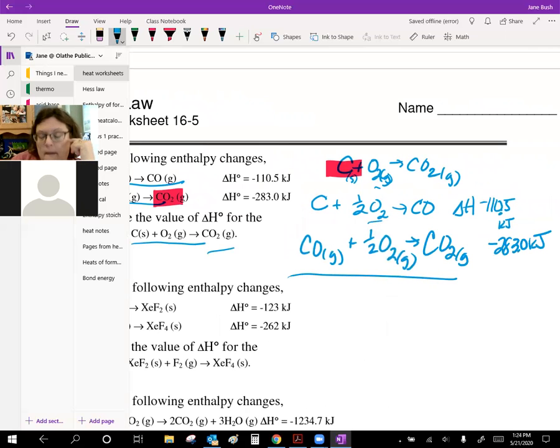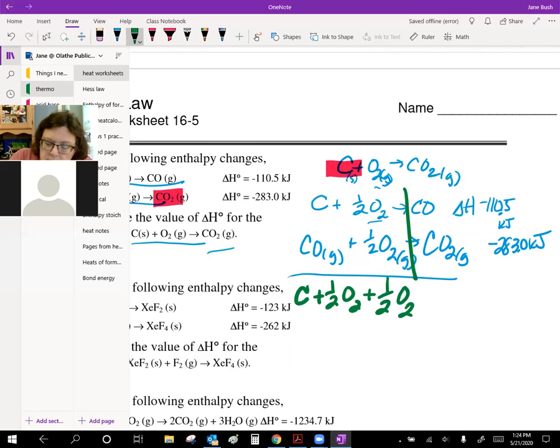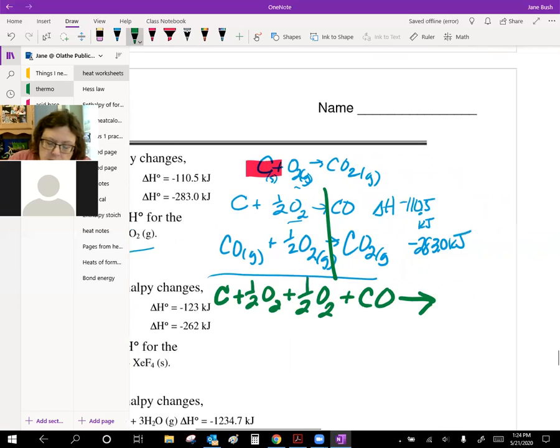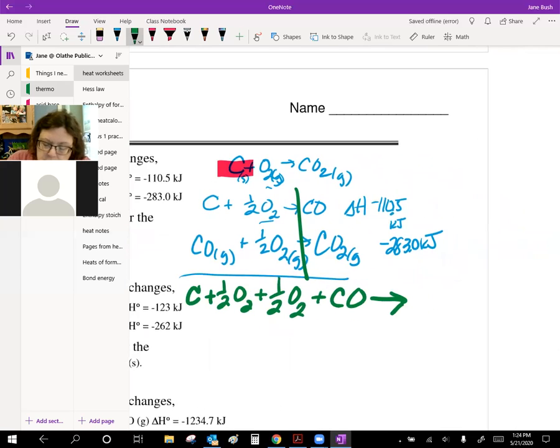Okay, now we're going to put them together. So we're going to add everything on the left here. Carbon plus 1/2 oxygen plus 1/2 oxygen plus carbon monoxide. And the other side is going to be carbon monoxide plus carbon dioxide.